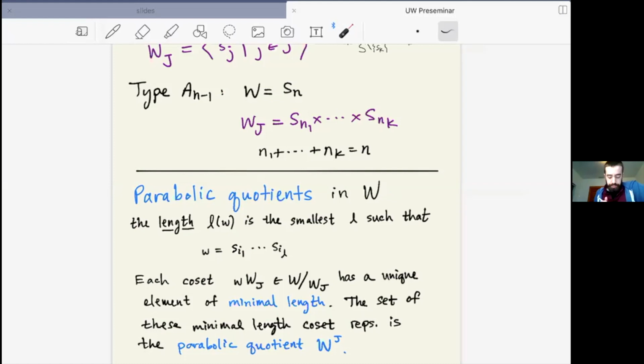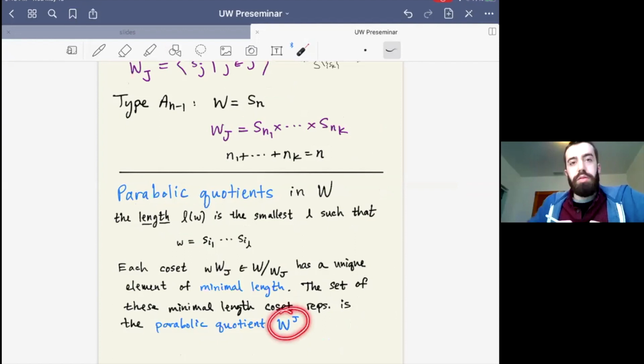Each coset of this parabolic subgroup in the whole group, it's not obvious, but I'm telling you it's a fact, that coset, it's just some collection of elements of the group, has a unique element of minimal length. Whatever the shortest length among all elements of that coset is, there's only one element which has that shortest length. So the set of these minimal length coset representatives is denoted W super J. That's the parabolic quotient associated to J.